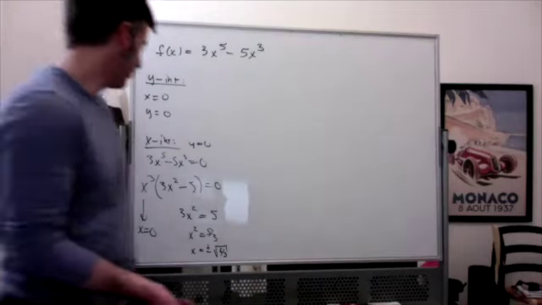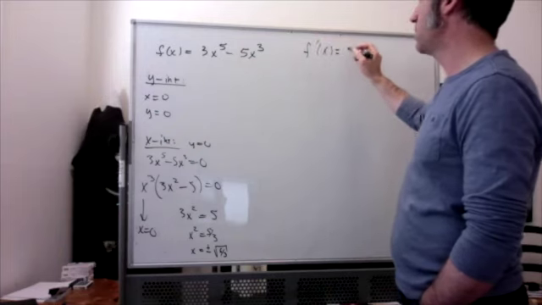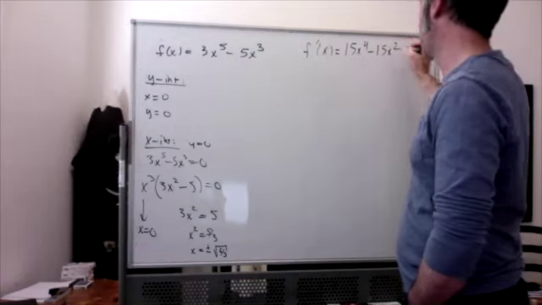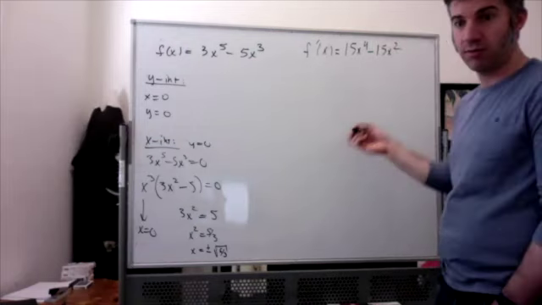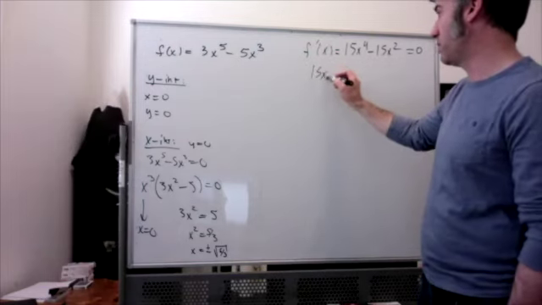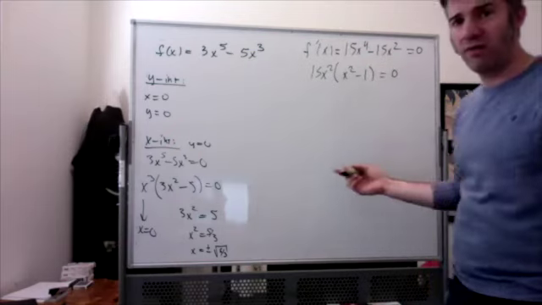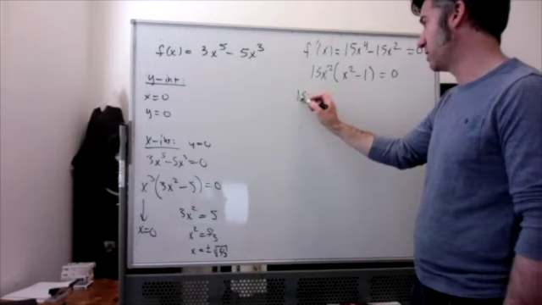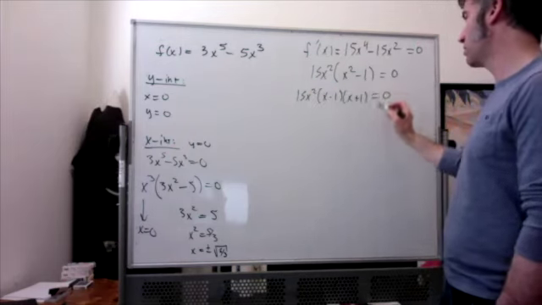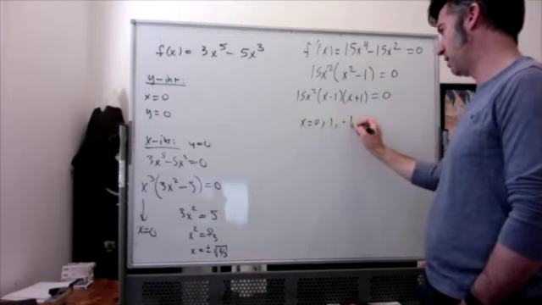Okay, let's find the first derivative stuff. My first derivative is 15x to the 4th minus 15x squared. Set it equal to 0 to factor. This factors very nicely. We can factor out a 15x squared. We're left with x squared minus 1. You can factor this further as 15x squared times x minus 1 times x plus 1 equals 0. So we get 3 critical values, x equal to 0, 1, and negative 1.